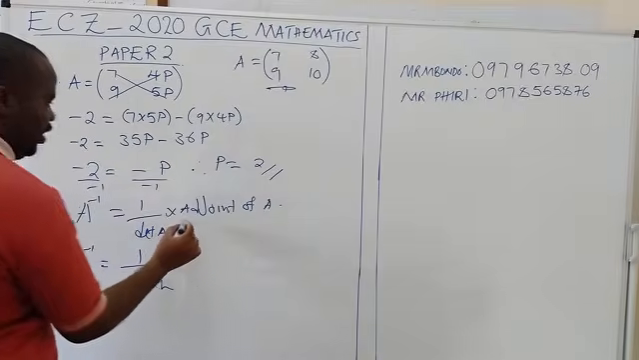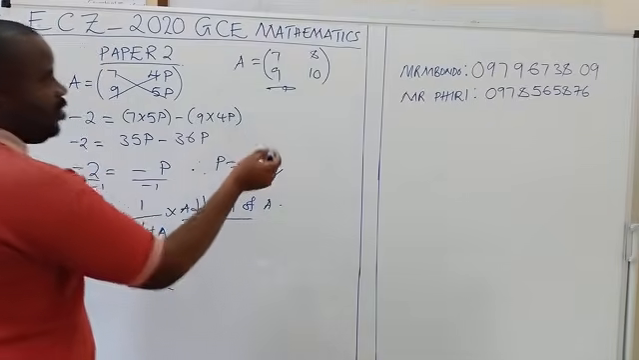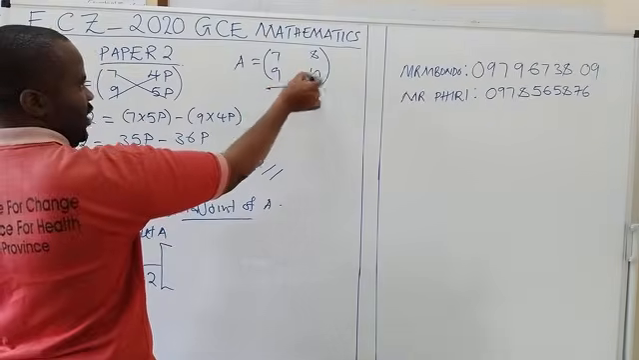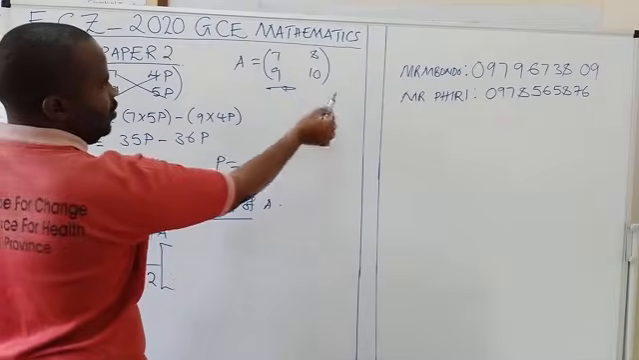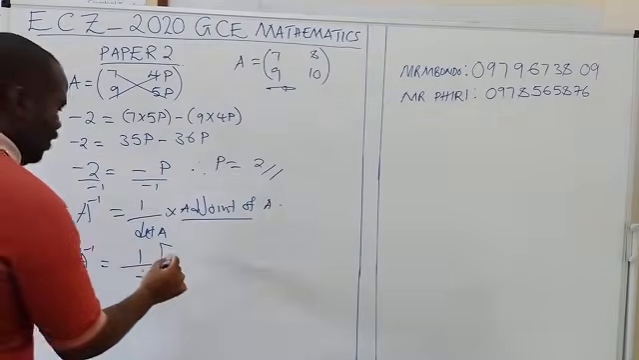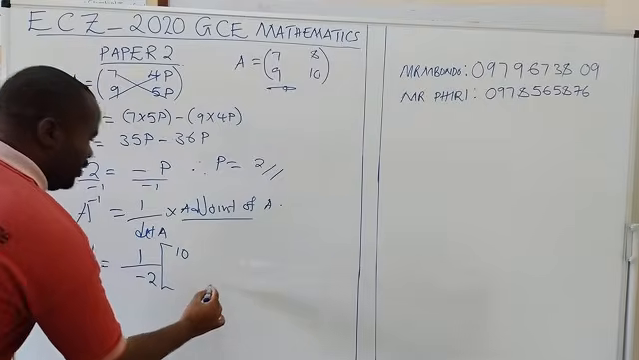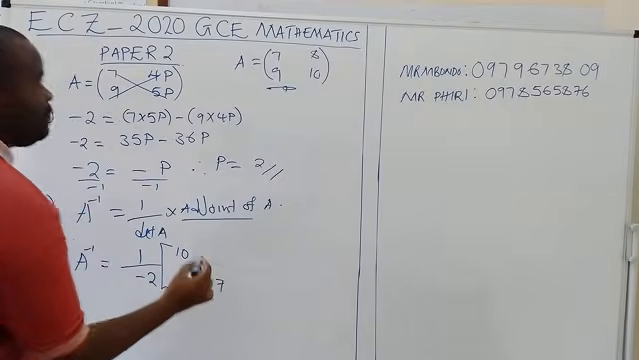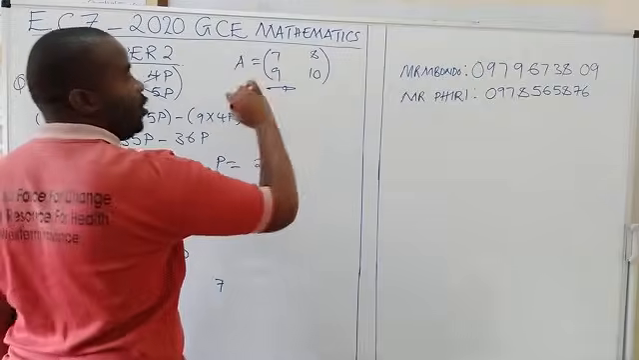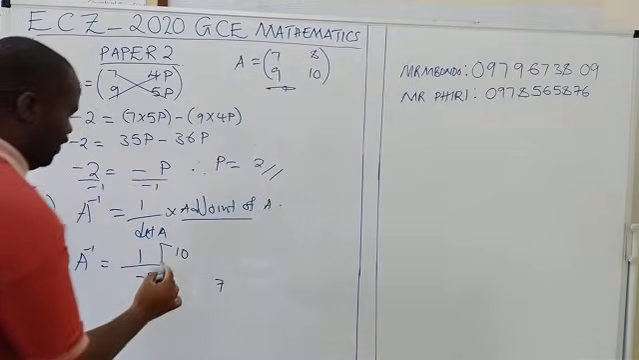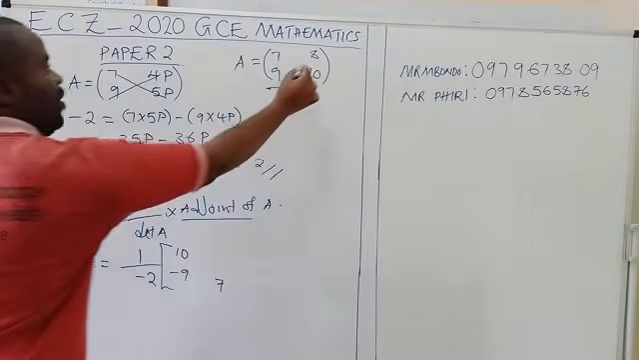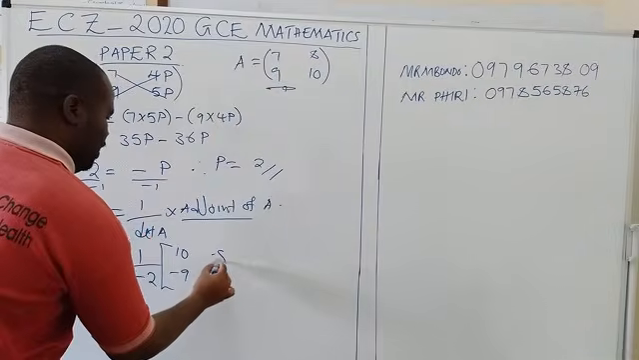Now, the adjoint of A is found by interchanging the positions here of the elements in the major diagonal. So this goes here and this goes the other side. So we have 10 here and somewhere here you have got 7. But for the minor diagonal, we multiply by negative. So when we multiply by negative here, we have negative 9. And when we multiply by negative there, you have negative 8.